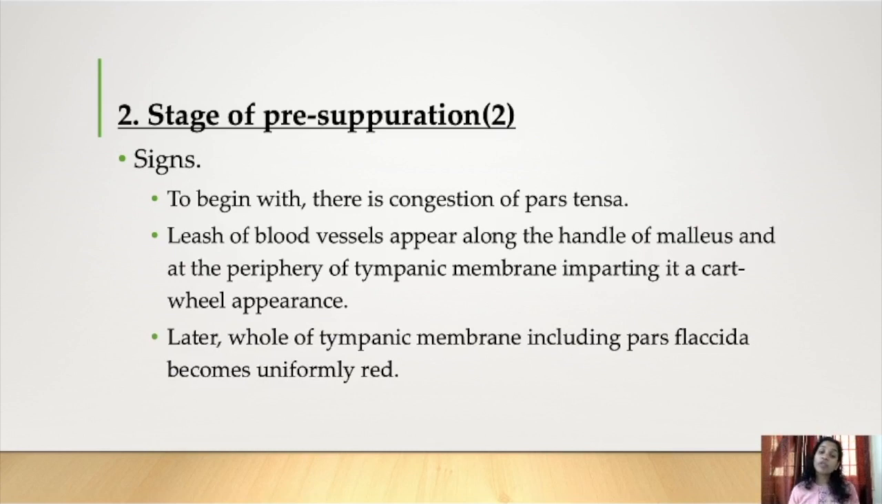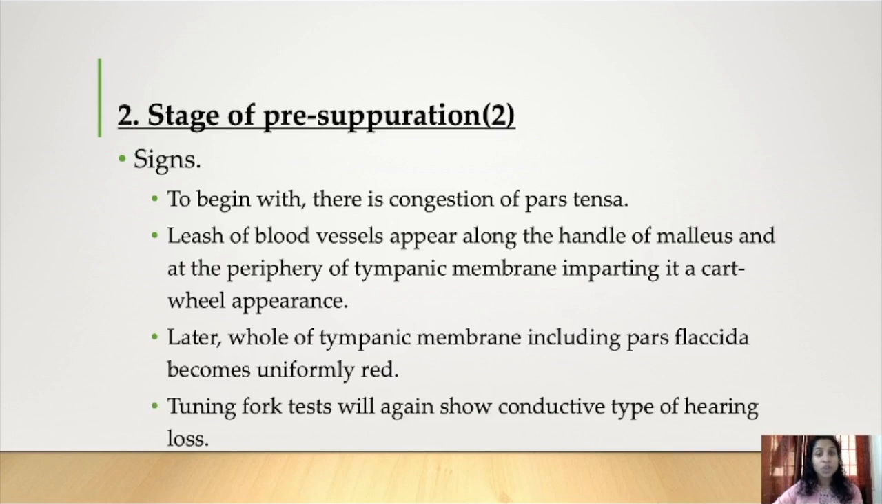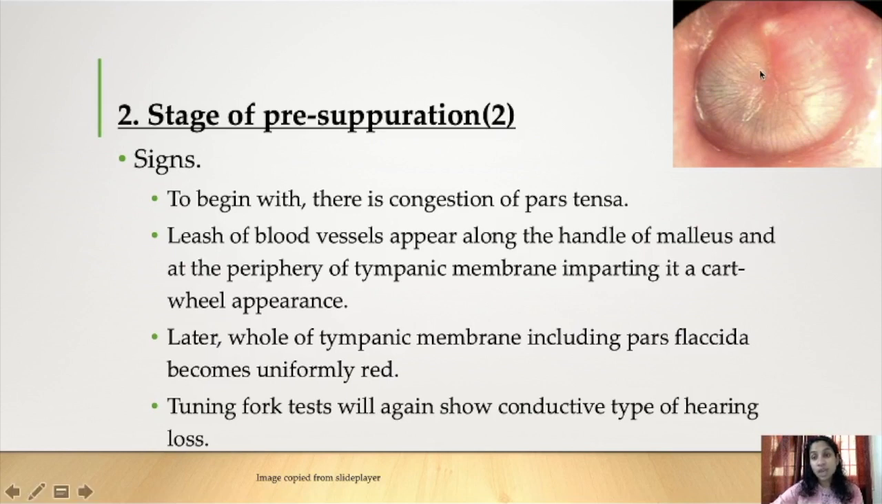Later, the whole of the tympanic membrane including pars flaccida becomes uniformly red. Pars flaccida is the upper portion, so the whole tympanic membrane will become red. Tuning fork test will again show conductive type of hearing loss. This is the cartwheel appearance. This is the handle of malleus, and from there you can see the spread of blood vessels. Around also it is fully red. So this is the cartwheel appearance of the tympanic membrane.